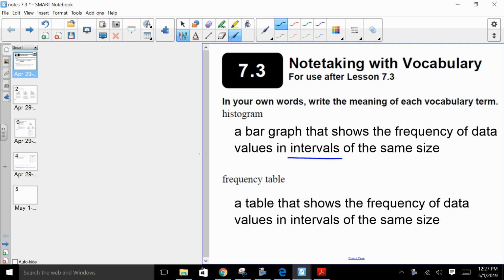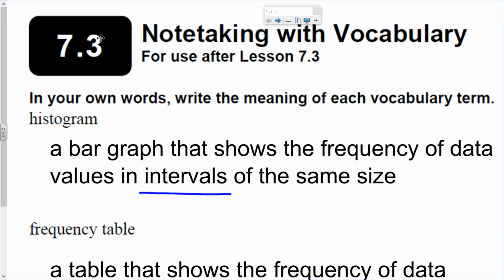All right, your note guide starts off with some words. The very first word on your note guide is two words. The first one's a histogram, and we talked about this yesterday. Let's define a histogram. Going to write that in there. A bar graph that shows the frequency of data values in intervals of the same size. Go and write that in on your note guide.